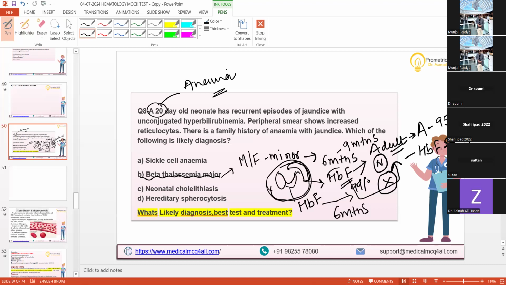Now let's see sickle cell anemia. Sickle cell anemia is usually a hemolytic anemia, obviously. This is a normal shaped RBC, a biconcave dumbbell shape. What happens in sickle? It becomes a sickle. This is a sickle cell RBC.